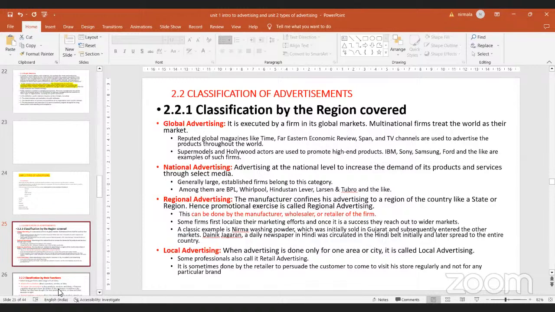And when it comes to national advertising, your advertising is done at the national level to increase the demand for the products and services offered by different kinds of organizations through selected media.